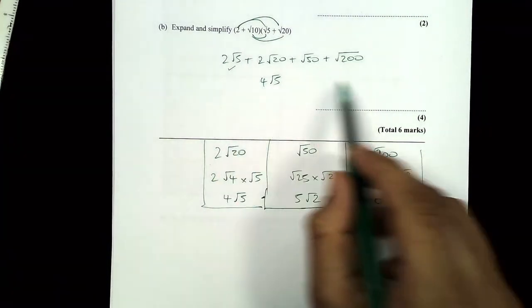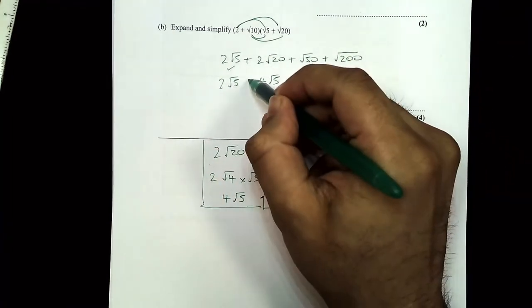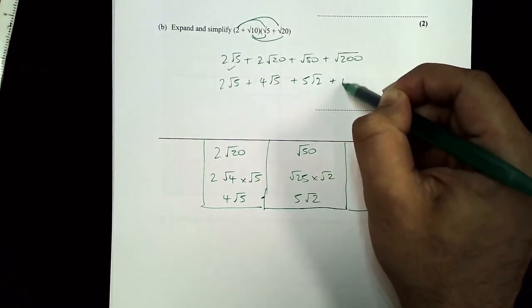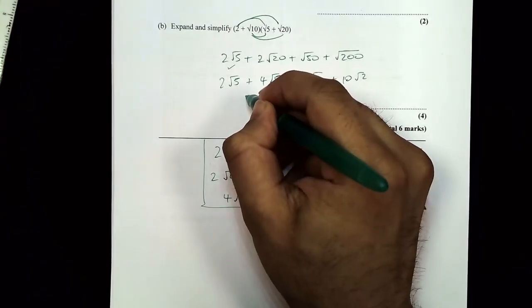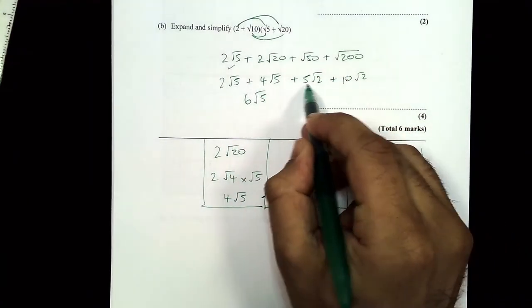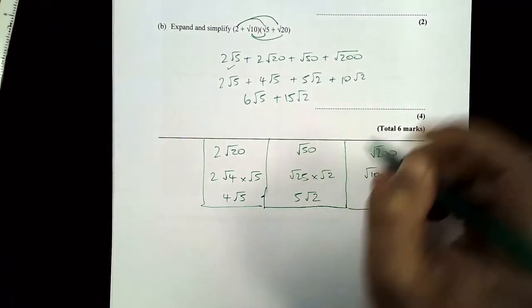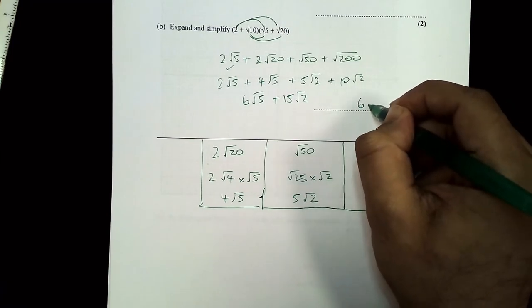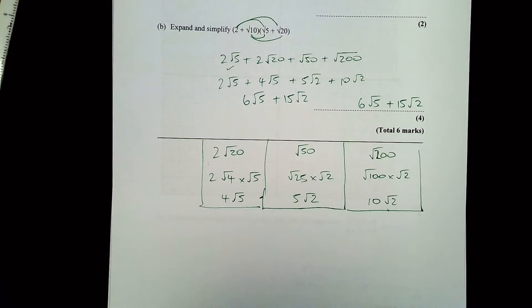Now I'm going to write them all in a row again. So I've got 2 root 5. That was already simple. This one I've rewritten. This one is 5 root 2. And this one is 10 root 2. Now collect together. So 2 root 5 plus 4 root 5 is 6 root 5. 5 root 2 plus 10 root 2 is 15 root 2. And that is my answer to this question. So the answer to this question, 6 root 5 plus 15 root 2.